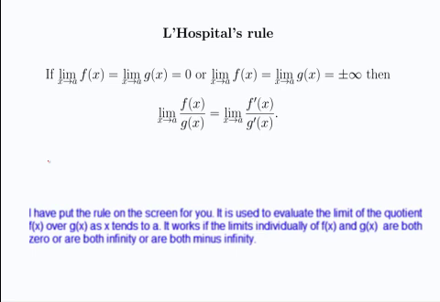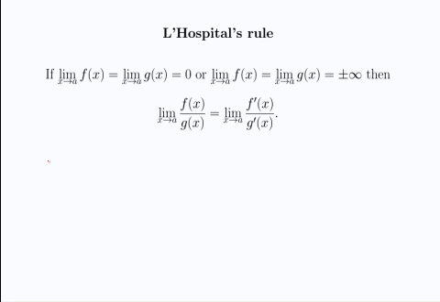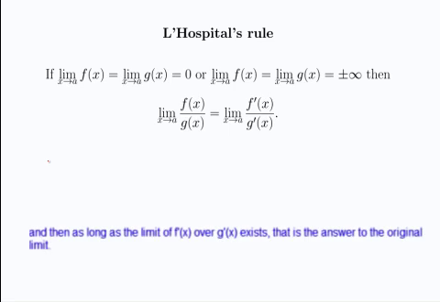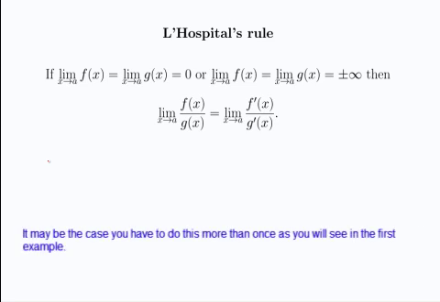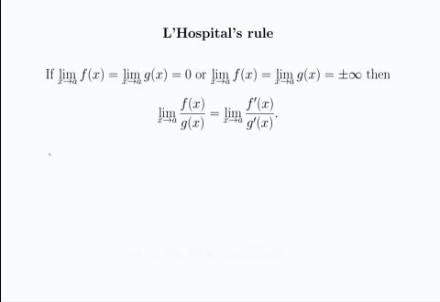And it works if the limits individually of f of x and g of x are both 0, or are both infinity, or are both minus infinity. And then, as long as the limit of f primed of x over g primed of x exists, that is the answer to the original limit. Although it may be the case that we have to do this rule more than once, as you'll see in the first example I've got for you. So let me write the first example out.